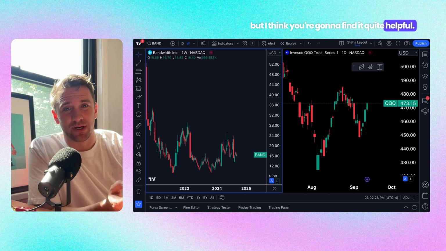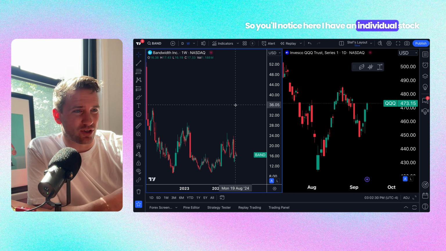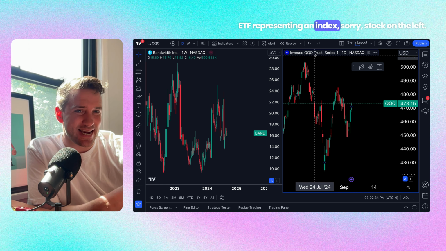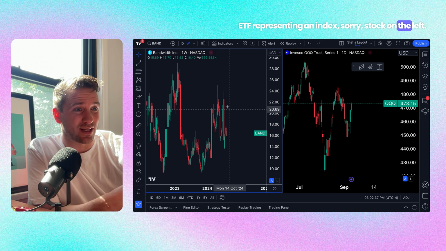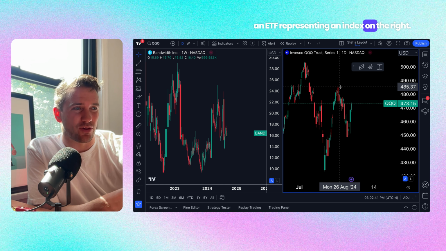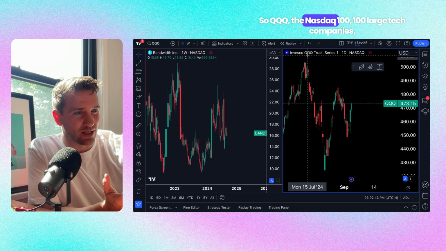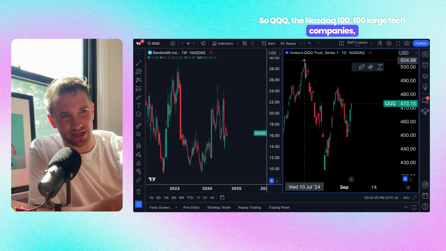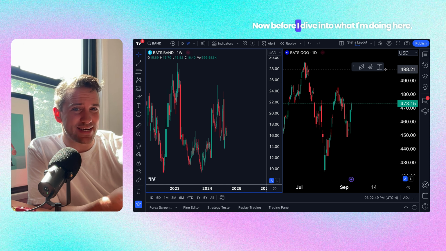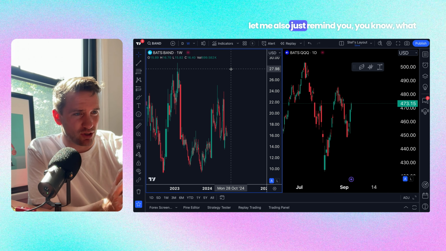it quite helpful. So you'll notice here I have an individual stock on the right, but then I have a large ETF representing an index. Sorry, stock on the left. This is a stock on the left, and an ETF representing an index on the right. So QQQ, the NASDAQ 100 large tech companies, and then this is Bandwidth. It's an individual stock.